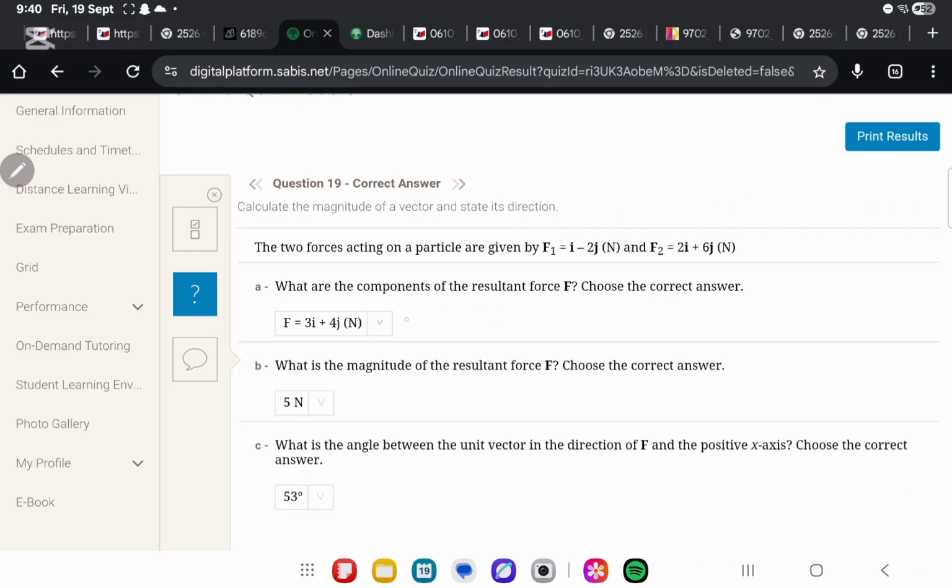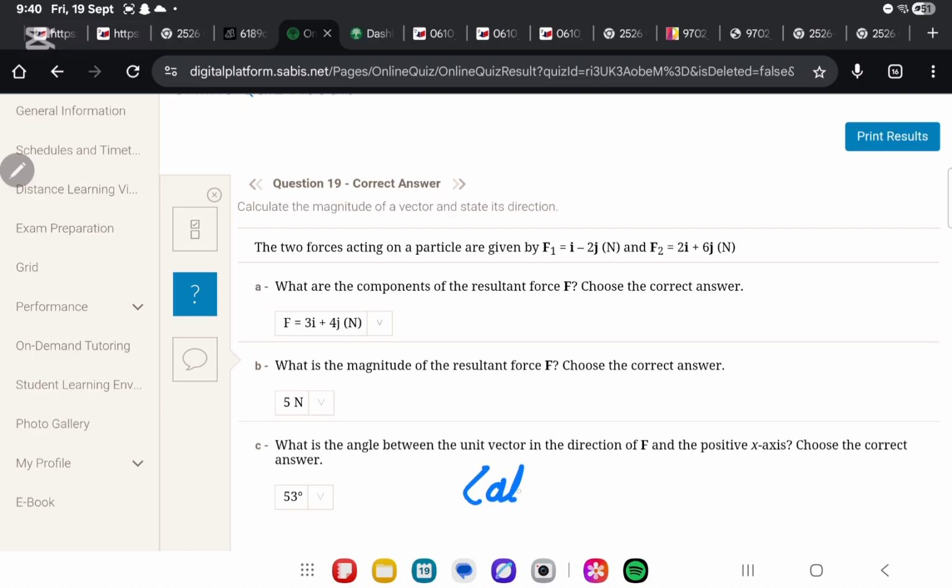Question 19, parts A and B are also repeated, and you should definitely know how to do them. The resultant force, you combine i with i and j with j, and then the magnitude is the radical of the coefficient of i, let's say it's A, and the coefficient of j, let's say it's B. This is the new part of the question. What's the angle between the unit vector, the direction of F, and the positive x-axis? So, you have this, 3i, 4j, so here. Okay, now you're gonna want to change it to polar.